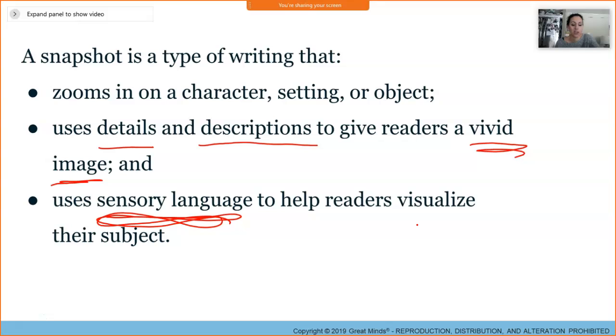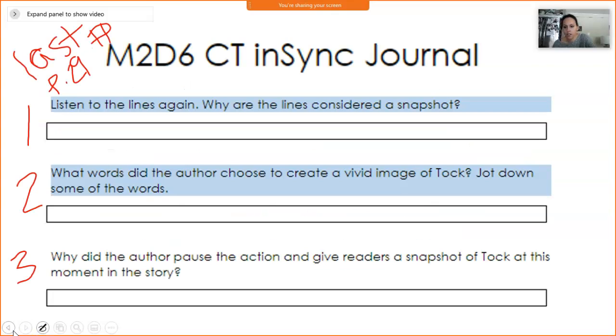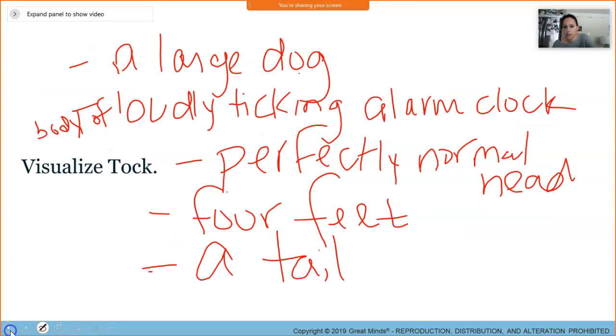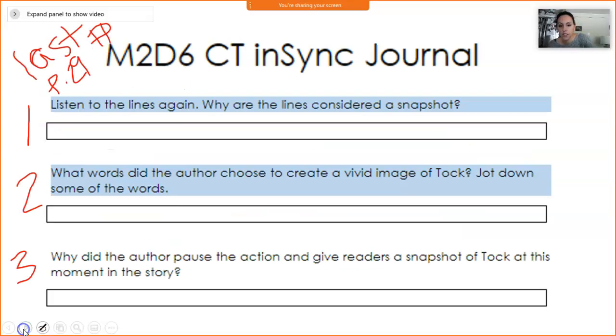You're able to picture Tock in your head because you have seen all of the, let me go back to it real quick, things. A large dog, the body of a loudly ticking alarm clock, perfectly normal head, 4 feet, and a tail. So you can see that picture in your mind. So it's almost like we took a picture with the author's words. Okay, very good. And we already gave what words the author used to create this vivid image.